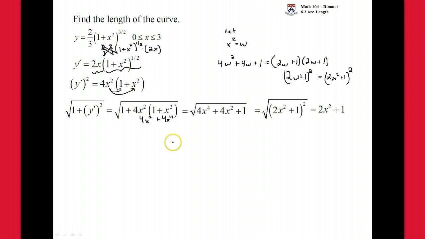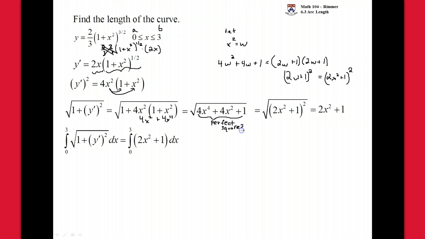And so we integrate 2x squared plus 1 from a to b. This time a is 0 and b is 3. So what made this one more difficult than the last one is that we needed to be able to recognize that this guy actually was a perfect square. We had to rely on our algebra to be able to recognize, yes, this guy is a perfect square, and to be able to factor it.